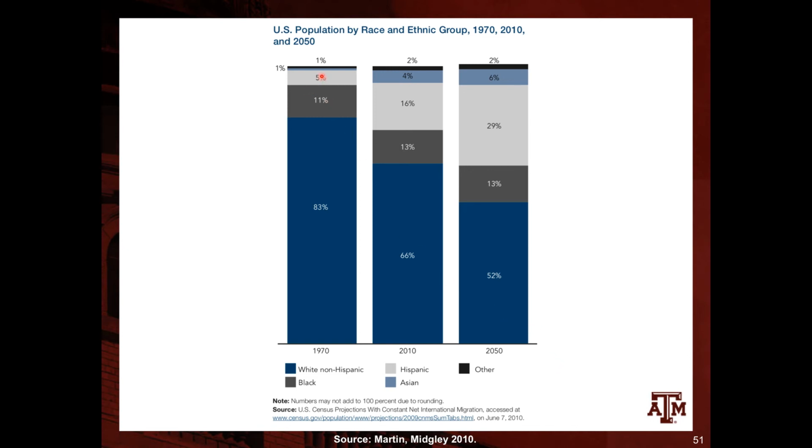And we see an increase in the share of the Hispanic population, around 30% expected by 2050, and the Black population kind of stable over time, 11, 13, and 13%, and the Asian population increasing from 1% to 6%, expected by 2050.